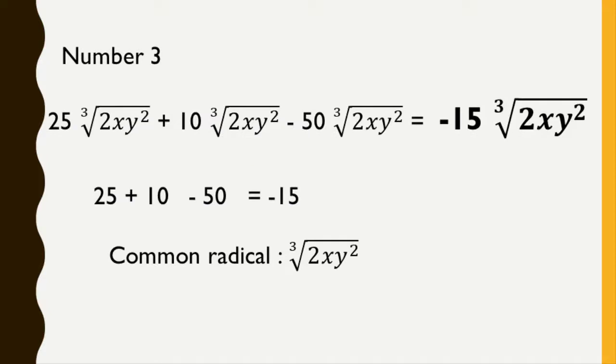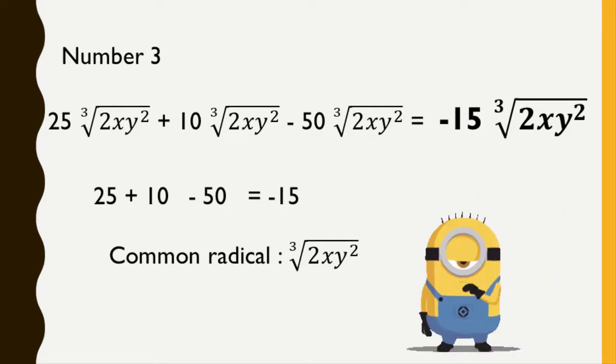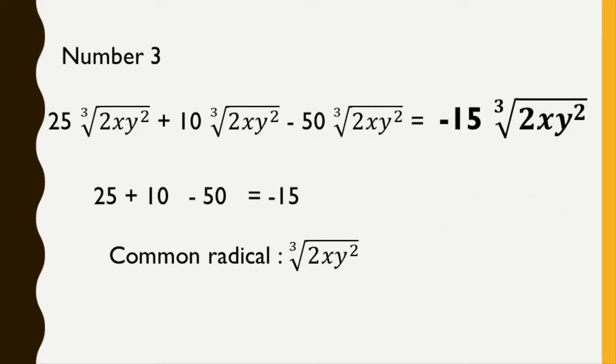Number 3 example is a combination of addition and subtraction. 25 cube root 2xy squared plus 10 cube root 2xy squared minus 50 cube root 2xy squared. In this example, we will add first 25 and 10, then subtract 50. So, 25 plus 10 minus 50 equals negative 15, right? Then copy the common radical, cube root 2xy squared, resulting to negative 15 cube root 2xy squared.